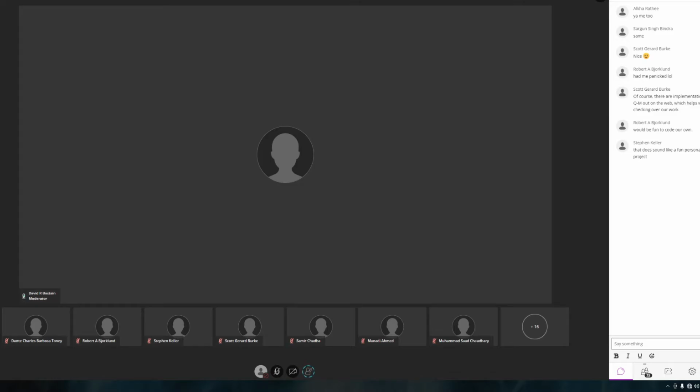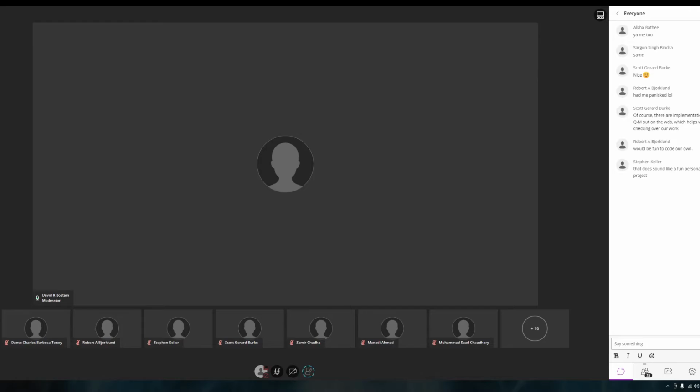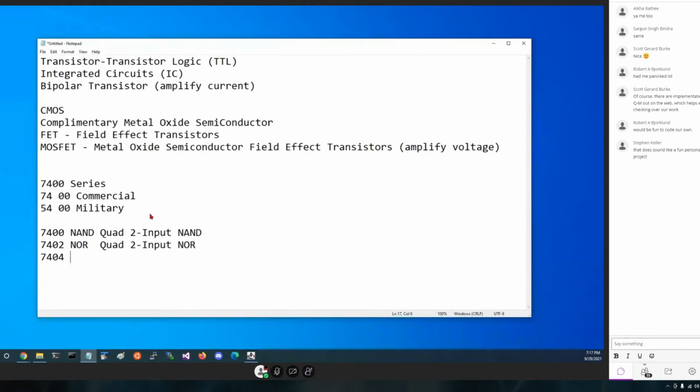7402 is a NOR chip. Specifically, it's a quad 2-input NOR gate. Set of NOR gates. There's 4 of them in there. 7404 is basically your NOT gate, called a hex inverter. Perfect, just in time for Halloween, right? The hex part just means there's 6 inverters inside the chip. And there's all sorts of numbers that mean different things.